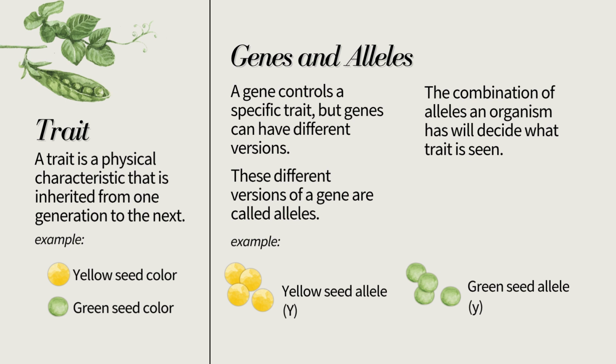A trait is a physical characteristic passed from one generation to the next, like seed color. Traits are controlled by genes, which can exist in different forms called alleles. For example, the gene for seed color has two alleles: yellow, Y, and green, y. The combination of these alleles determines the trait that is expressed.